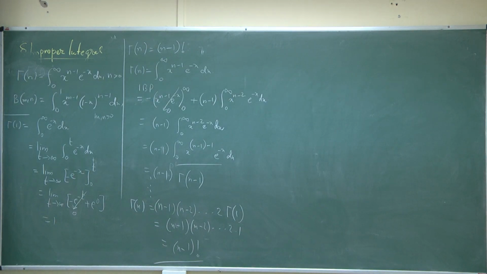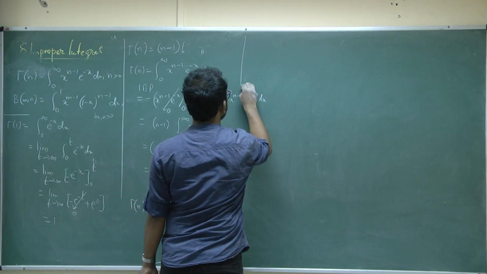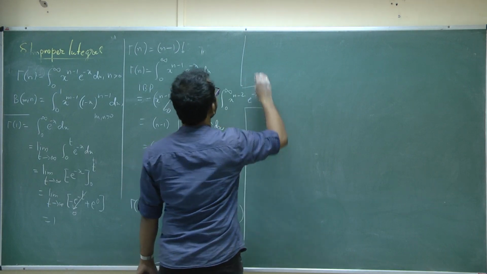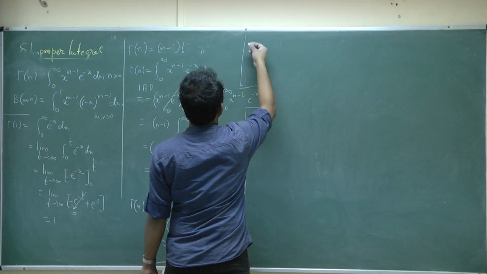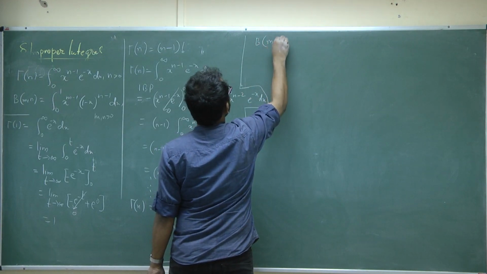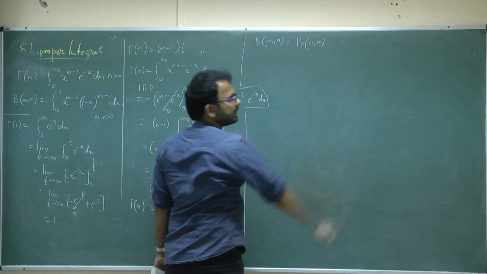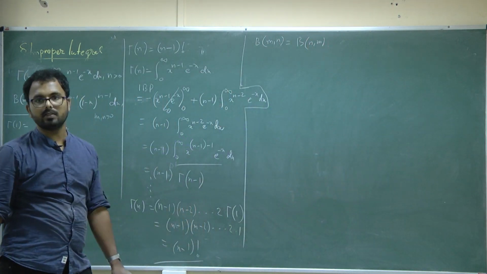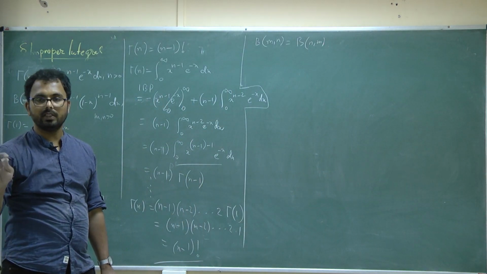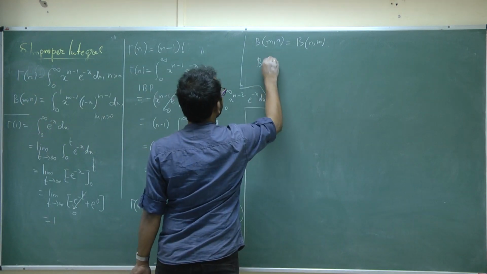We have some properties of the beta function as well. There are many properties, but I am just going to write down only a few of them, and the rest you can look up in any book and try to prove. So the third property is about the beta function: beta m n equals beta n m. That means you can interchange m and n, and the value of the integral will be the same, right.